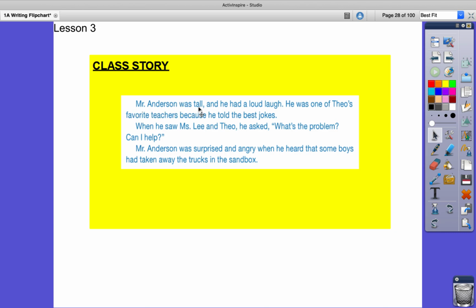Mr. Anderson was tall, and he had a loud laugh. He was one of Theo's favorite teachers because he told the best jokes. When he saw Miss Lee and Theo, he asked, "What's the problem? Can I help?" Mr. Anderson was surprised and angry when he heard that some boys had taken away the trucks in the sandbox.